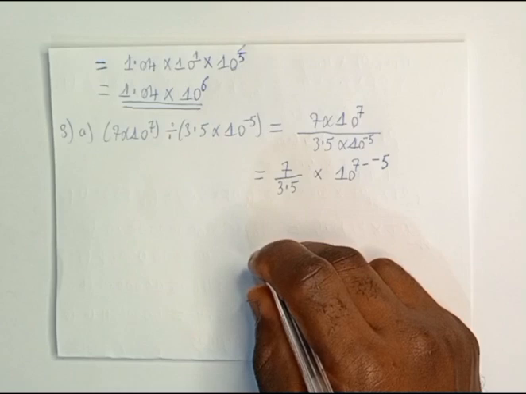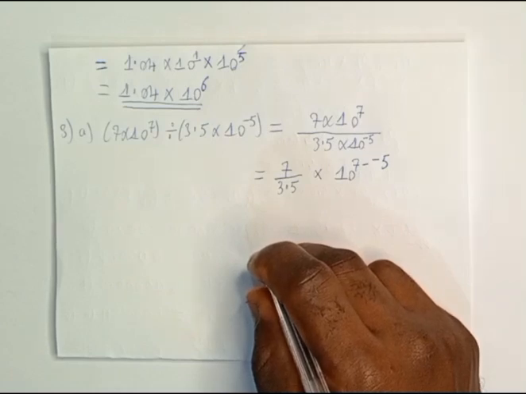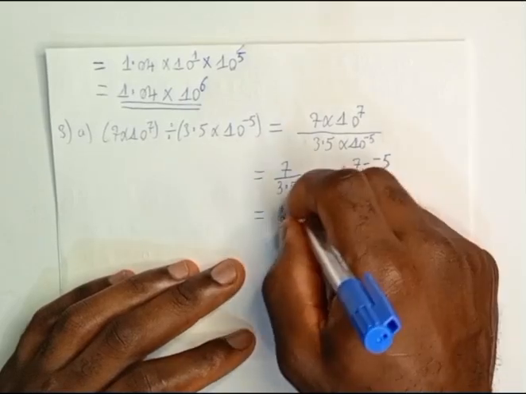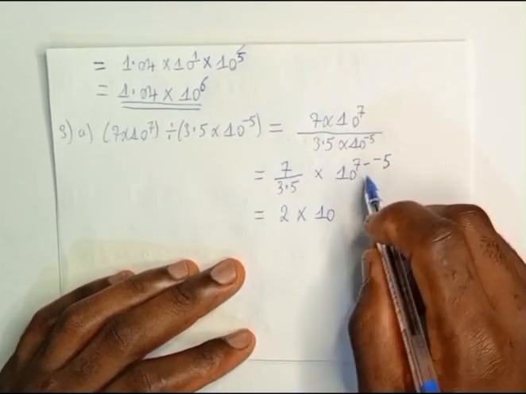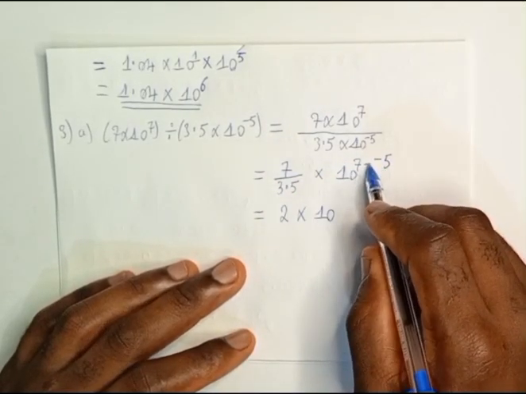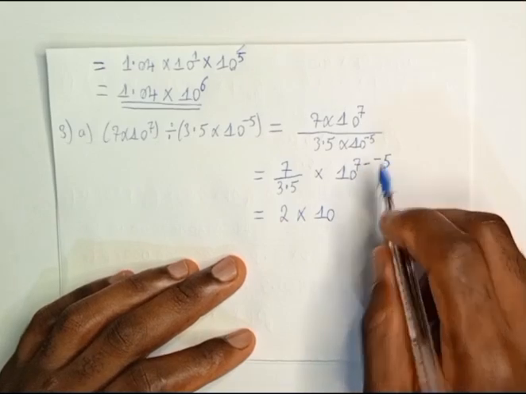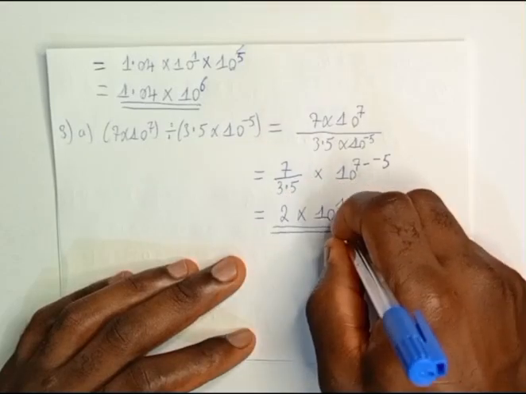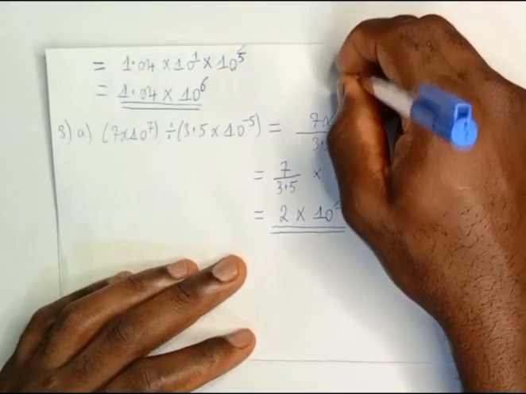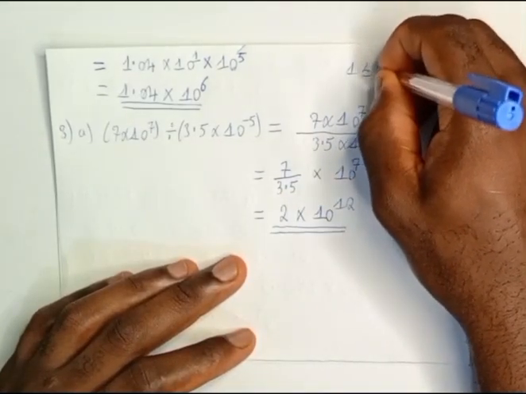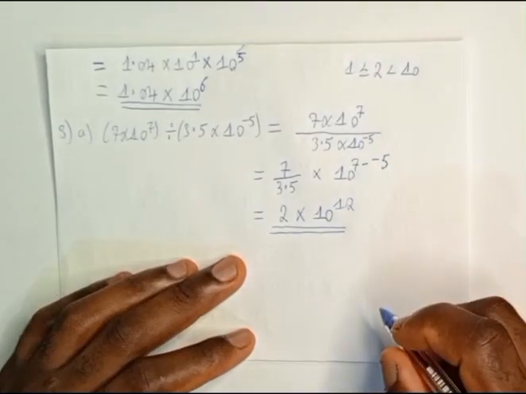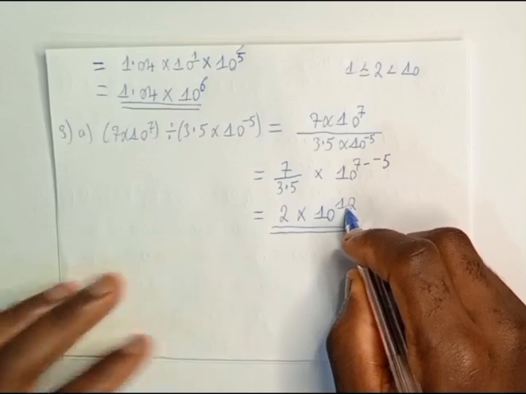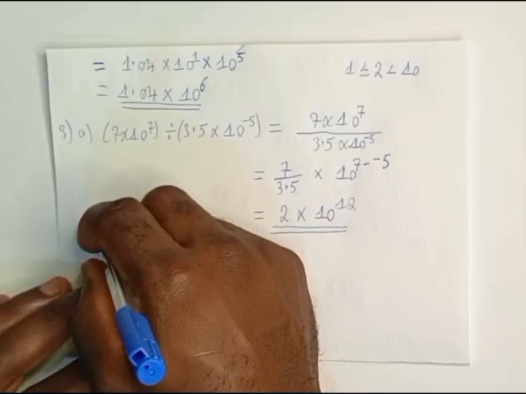Applying the laws of indices, 7 divided by 3.5 gives us 2 times 10 raised to the power, negative becomes plus, 7 plus 5 gives us 12. This is our final answer. You see 2 lies between 1 and 10. The power 12 belongs to the set of integers. We move now to question B.